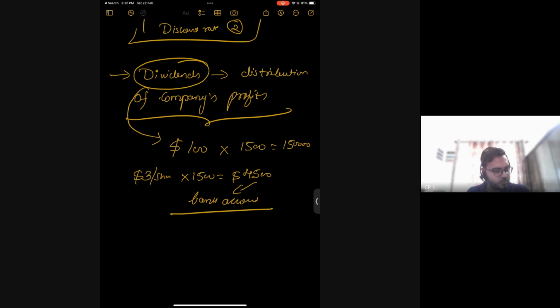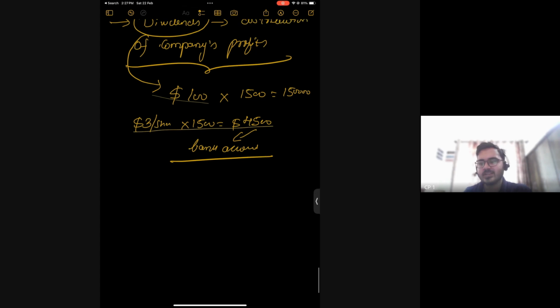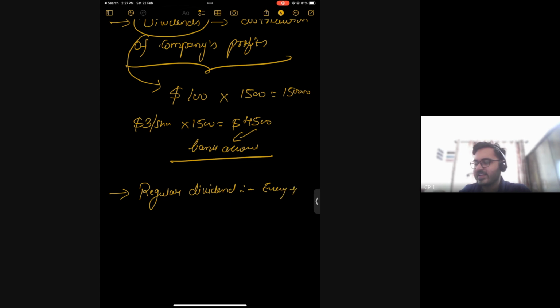Within dividends, you need to be slightly more careful. There are multiple types of dividends which can be paid. One is a regular dividend. A regular dividend is a dividend that the company pays every year, or it can be every quarter, or at a certain frequency.